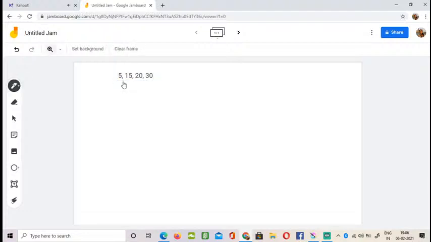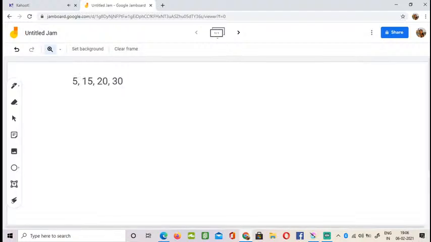So how to do them? From these 4 numbers, you have to see the largest number, which is 30. Then you have to see whether 30 is divisible by all these numbers. 30 is divisible by 15 and 5 only, so let's cancel these numbers. 15 and 5 we have cancelled.